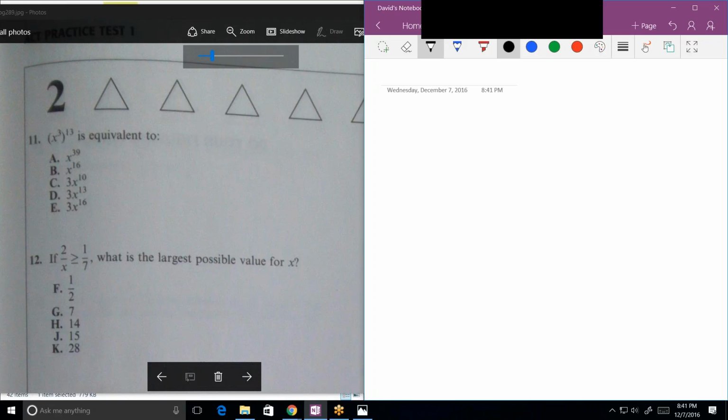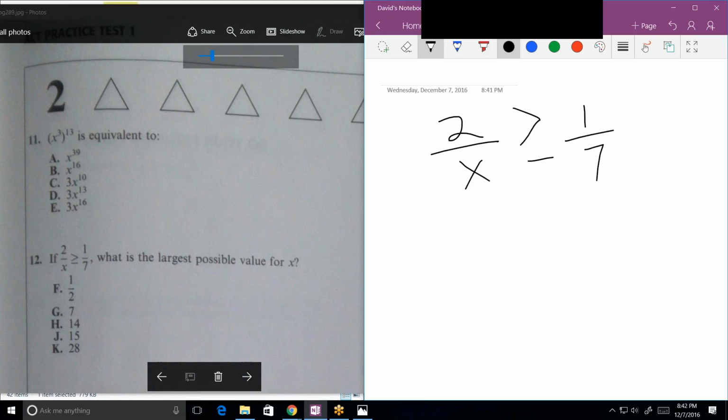Number 12. First of all, notice what the problem is with 12. I cannot multiply both sides by x. That means I can't cross multiply. The reason is I don't know if x is positive or negative. If x happens to be negative, then I would have to reverse the direction of that inequality. As long as it's positive, it would work, but I can't solve this by doing it that way.